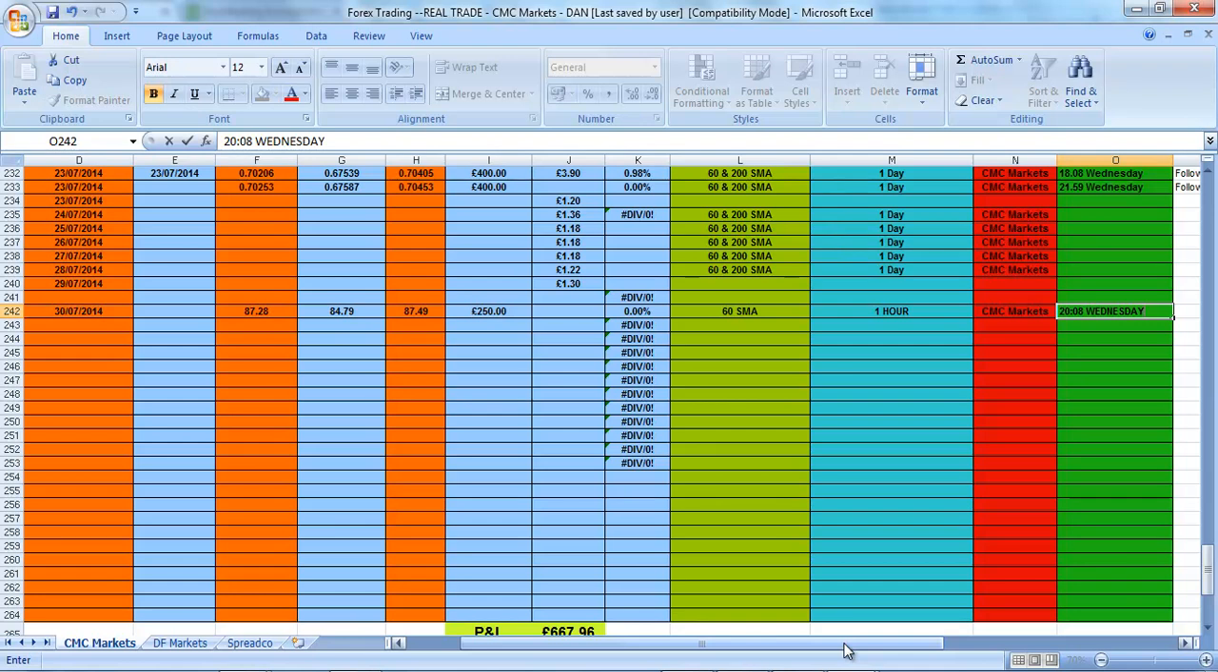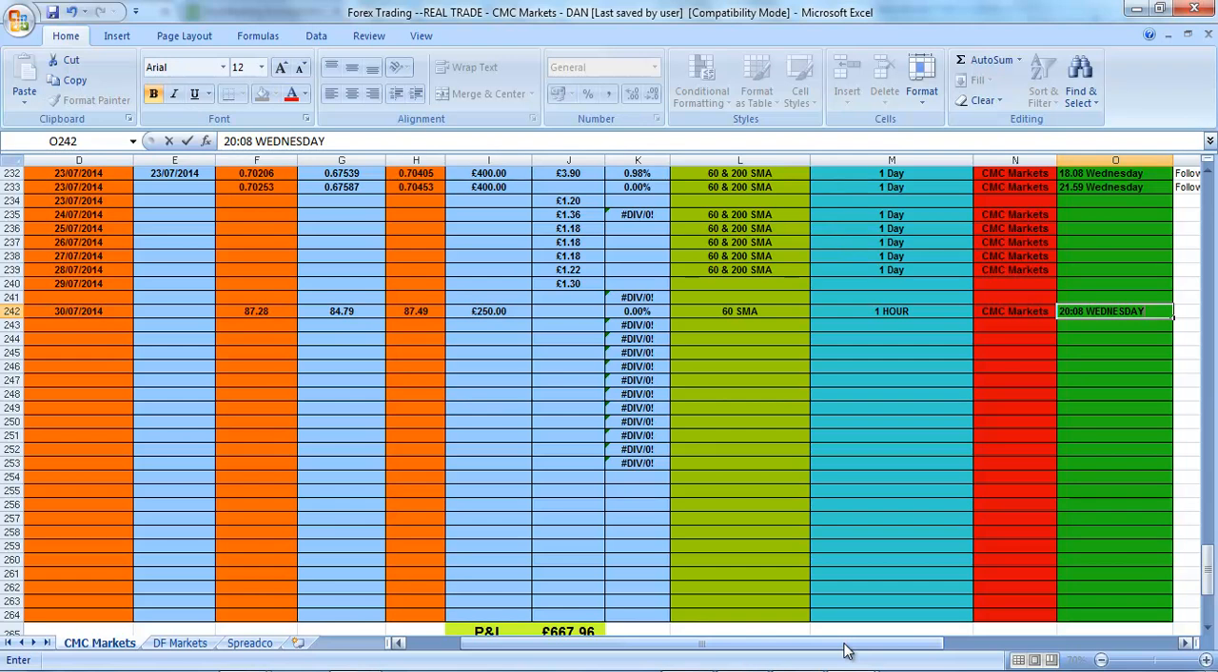That will be your stop loss, the figure that you put in your stop loss section, which is £250. And then the duration is 1 hour. Platform is CMC, and obviously we are using the 60 SMA. You put the time and the date. It's very, very simple.